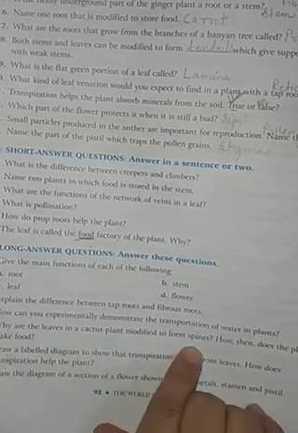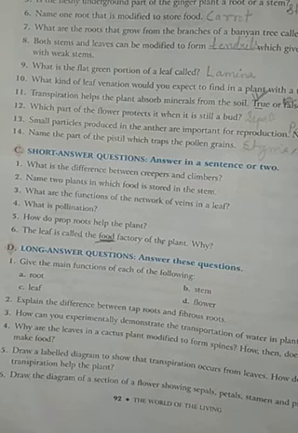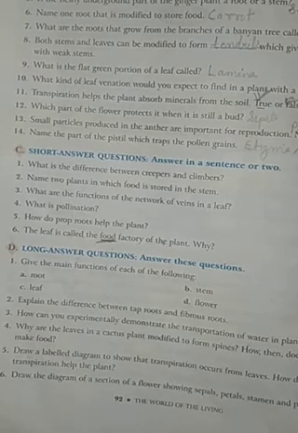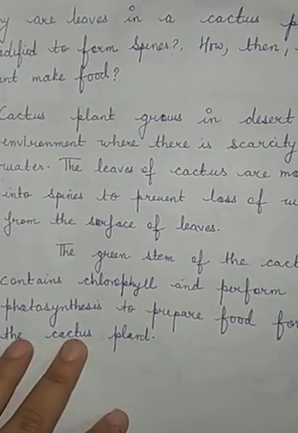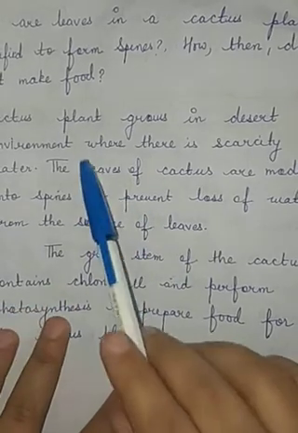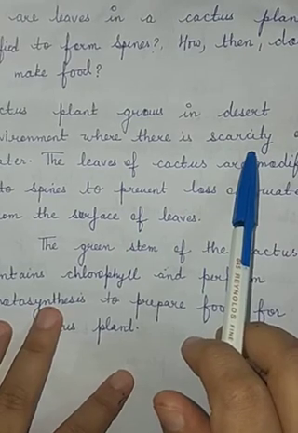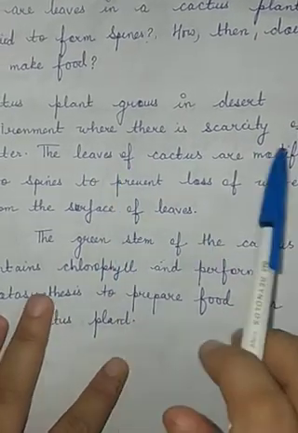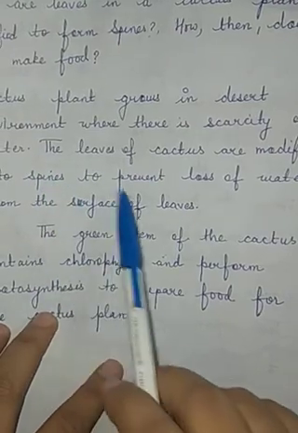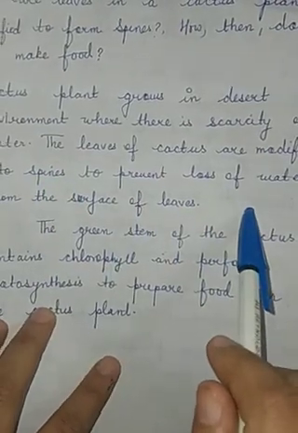Now coming to the fourth question. Why are the leaves in a cactus plant modified to form spines? How then does the plant make food? You all know that the cactus is a plant that grows in desert areas, and in desert areas there is very little water. So you have to write that the cactus grows in a desert environment where there is scarcity of water. Then the leaves of the cactus are modified into spines, to prevent loss of water from the surface of leaves.